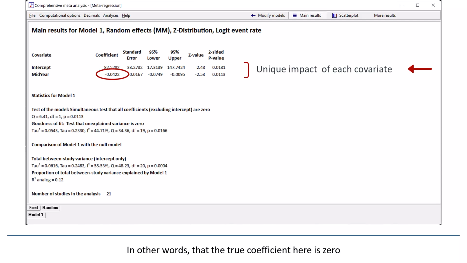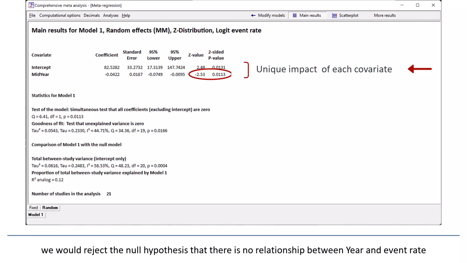In other words, that the true coefficient here is 0. The z-value for that test is minus 2.53, and the p-value is 0.0113. If we're using a criterion alpha of 0.05, we would reject the null hypothesis that there's no relationship between year and event rate.